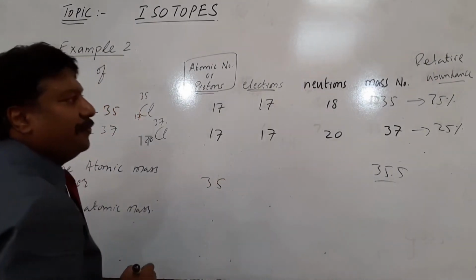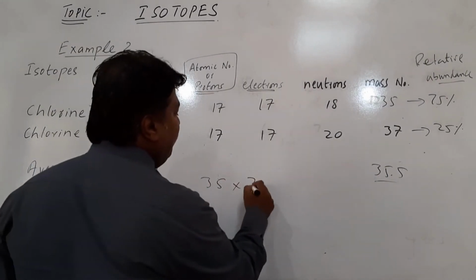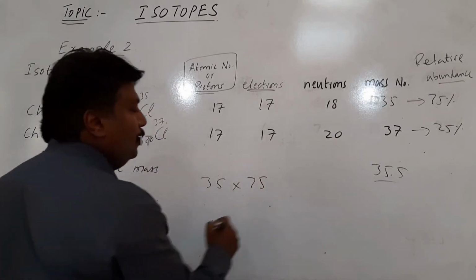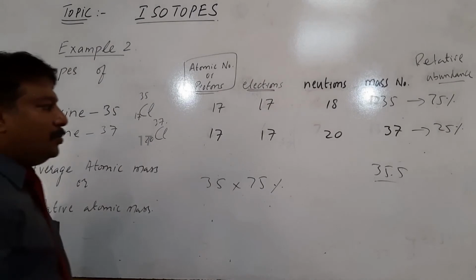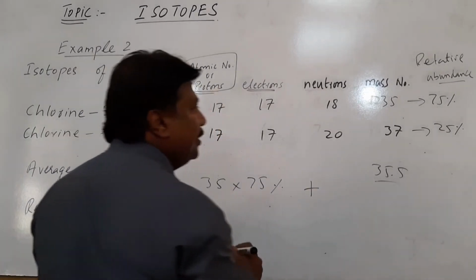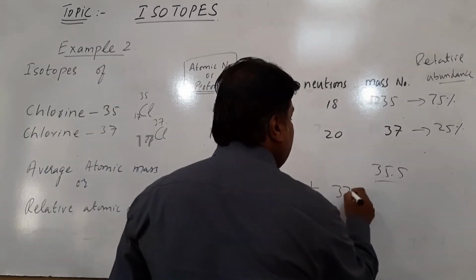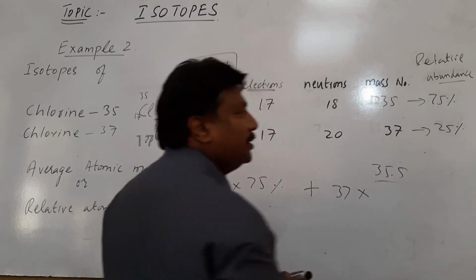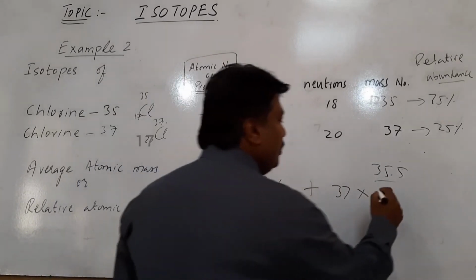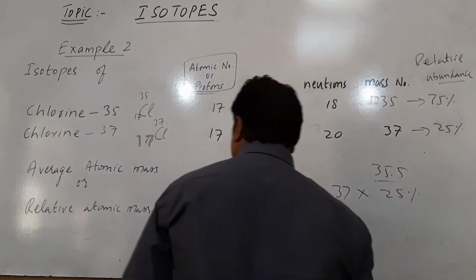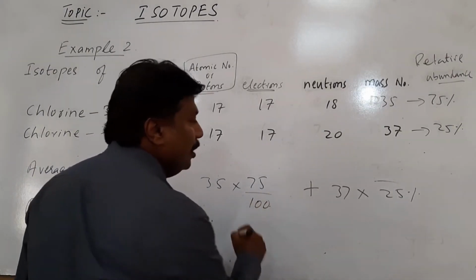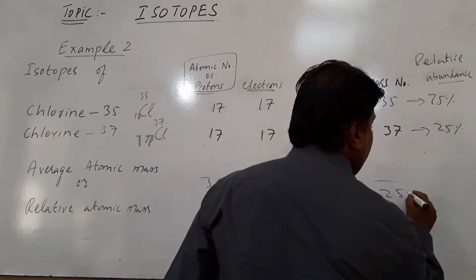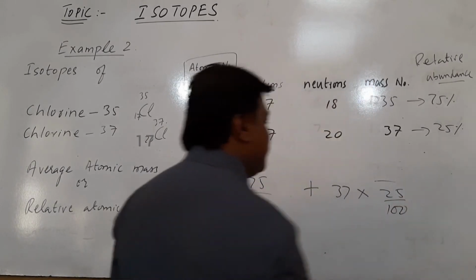Chlorine-35 is 75% in nature. So 75%, this is how we can write it. Then you can add the other chlorine, which is 37, into its relative abundance, which is 25%. Mathematically, the percentage will change into 100. Here also we will do the same like this.